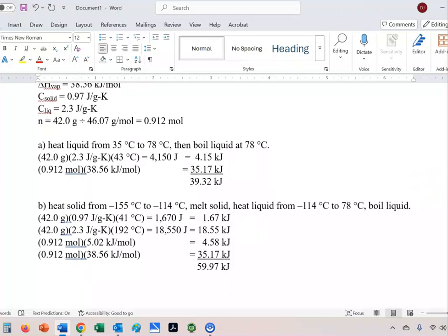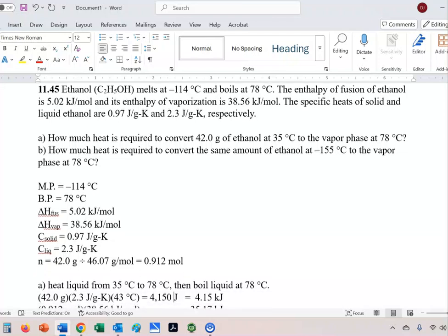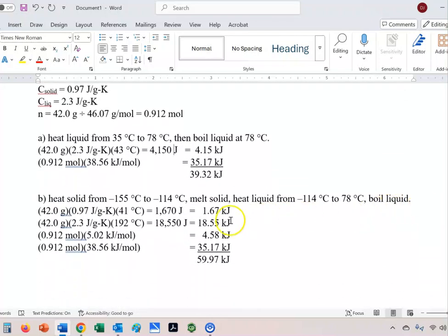Part B, it asks you to go from the same amount at negative 155 degrees Celsius to the vapor phase at 78. So that means I'm going to heat the solid from negative 155 to negative 114. I'm going to then melt the solid. Then I'm going to heat the liquid from negative 114 to 78. And then I'm going to boil the liquid at 78. So I grouped together my two mcΔTs.